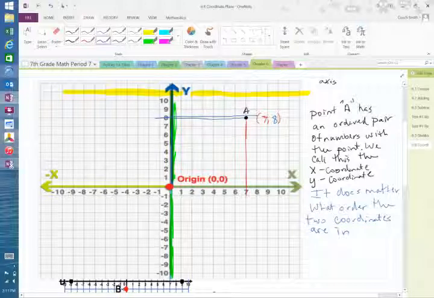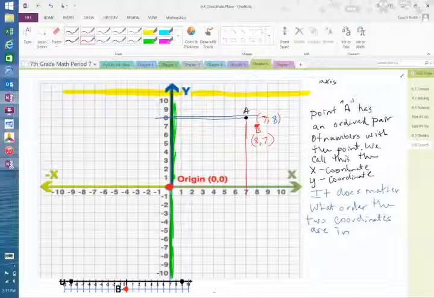It does matter what order the coordinates are in. If I had the coordinates 8 and then 7, 8, 7 would be point B. So you can tell there's a difference between the 8, 7 and the 7, 8. They are not the same thing. The x-coordinate is always listed first, the y-coordinate is always listed second.